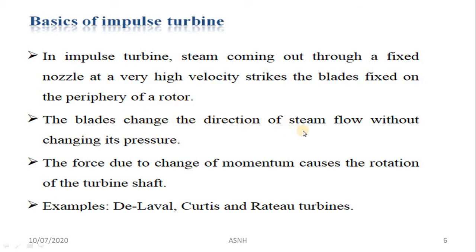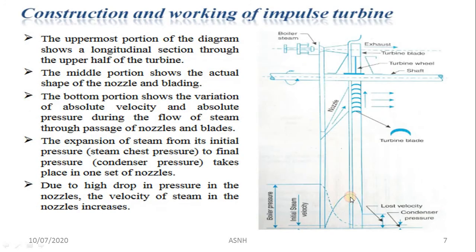The blade changes the direction of the steam flow without changing its pressure. The force due to the change of momentum causes the rotation of the turbine. So this is the main working principle of the impulse turbine, that is, change of momentum. Examples of the impulse turbine are the De Laval turbine, Curtis and Rateau turbines.